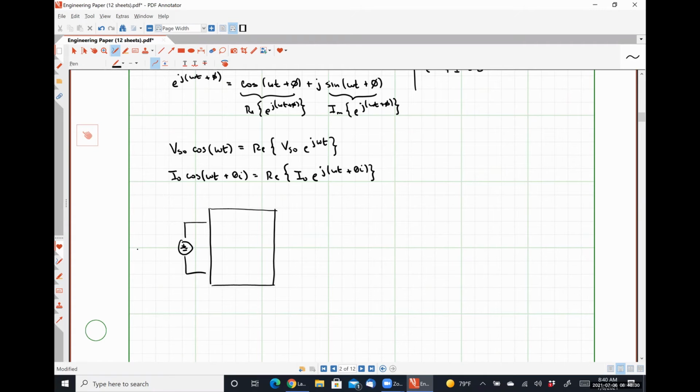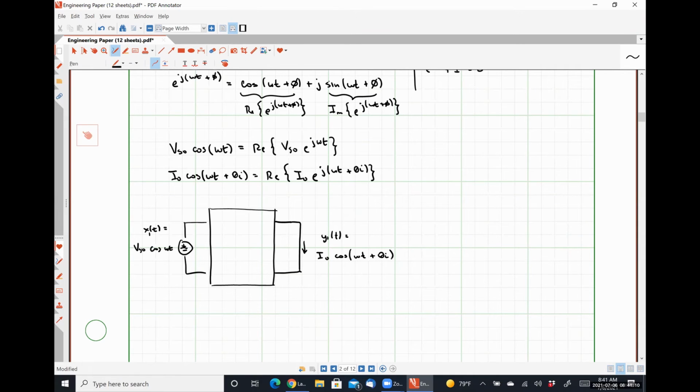Where on this side, we apply Vs naught cosine omega t. That is our input. I'm going to call it x1 of t. We observed a response. I'm going to call it y1 of t. That was I naught cosine omega t plus theta I, right? That's the expected result.